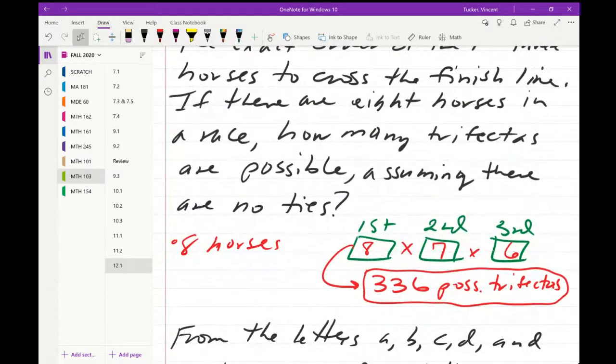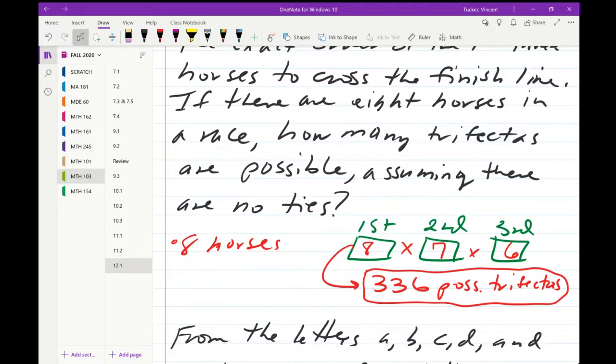So what we did here, we had 8 horses altogether. In first place, as far as how many horses I had to choose from, there were 8 horses, so I'll put 8 there. Remember, each category represents how many choices I had for that category. For first place, I start off with 8 horses to choose from. In second place, if one horse already went across the finish line, I only have 7 horses to choose from to put at second place.